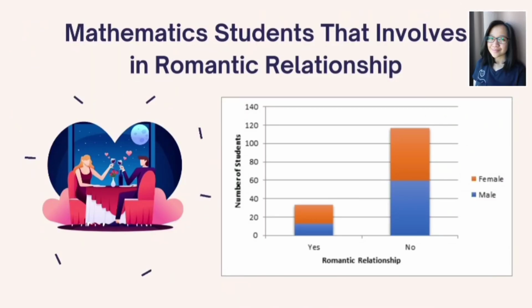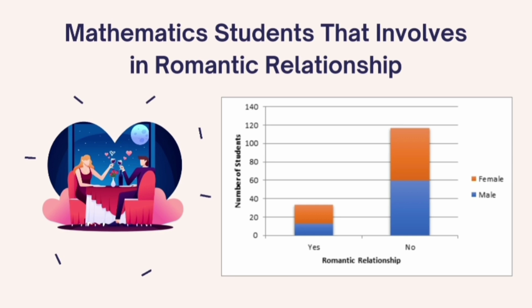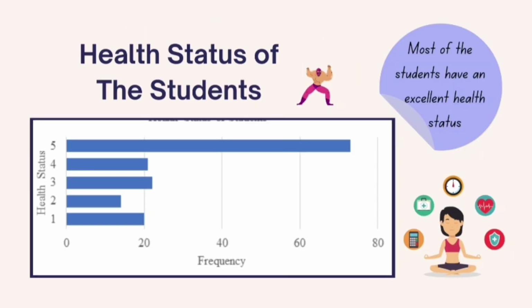Based on the component bar chart, the majority of the mathematics students have no romantic relationship, with a total of 117 students, which consists of 60 male and 57 female students, while there are 13 male and 20 female students involved in a romantic relationship. For the student health status, most of the students have an excellent health status with a total of 73 students, as much as 48.67%, and there are only 14 students who have poor health status, while there are similar numbers of respondents with very poor, fair and good health status, which is 20, 22, and 21 students respectively.